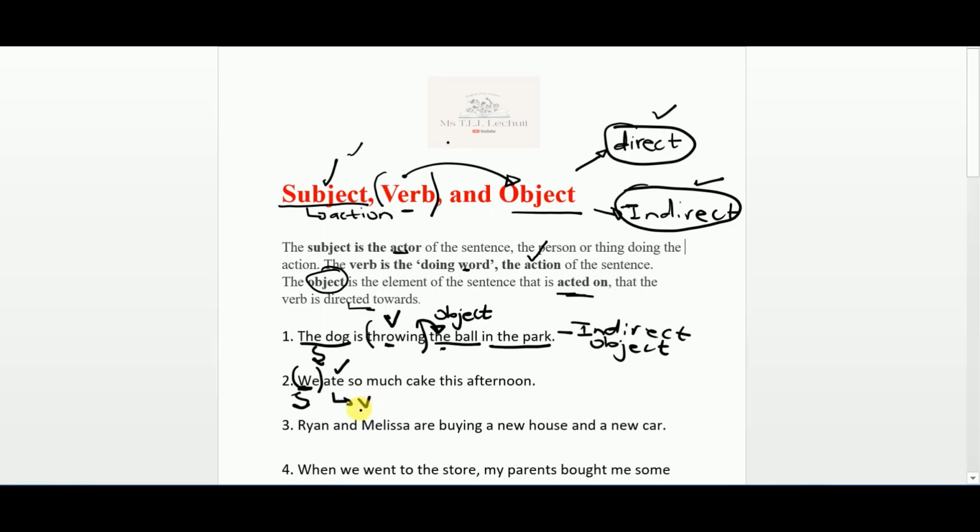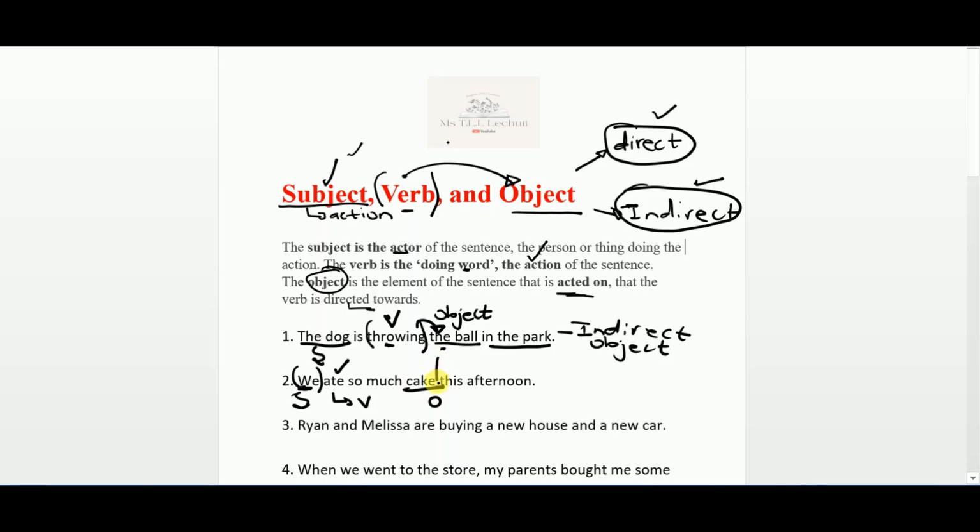Now we remember, for us to successfully identify an object, we pause where the verb is and then we ask ourselves, what is that did we eat? We ate so much, but what is that did we eat? A cake. So a cake becomes our object.